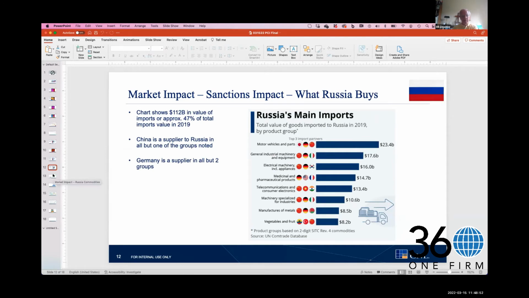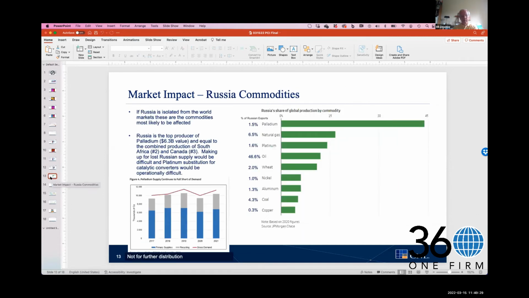And this slide I thought was pretty interesting because it looks at where China gets its goods. And the interesting thing about this is that if you look carefully at this bar chart, you'll see that China is in all but one of the groups noted. So that means that supplies to Russia can be supplied for the most part by China. Obviously, all the other countries are there as well. But at least Russia has an open door with China with regard to these imports. You can go to the next slide. So here are the commodities that China supplies, or I'm sorry, Russia supplies to the rest of the world.